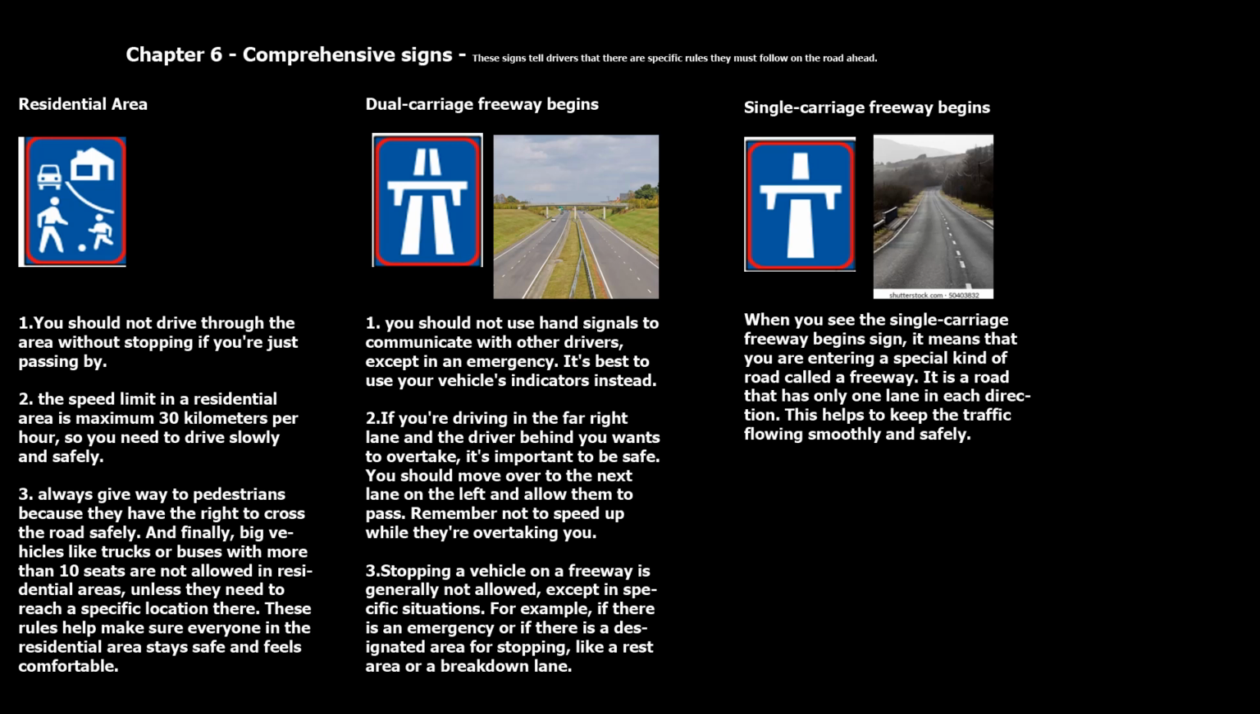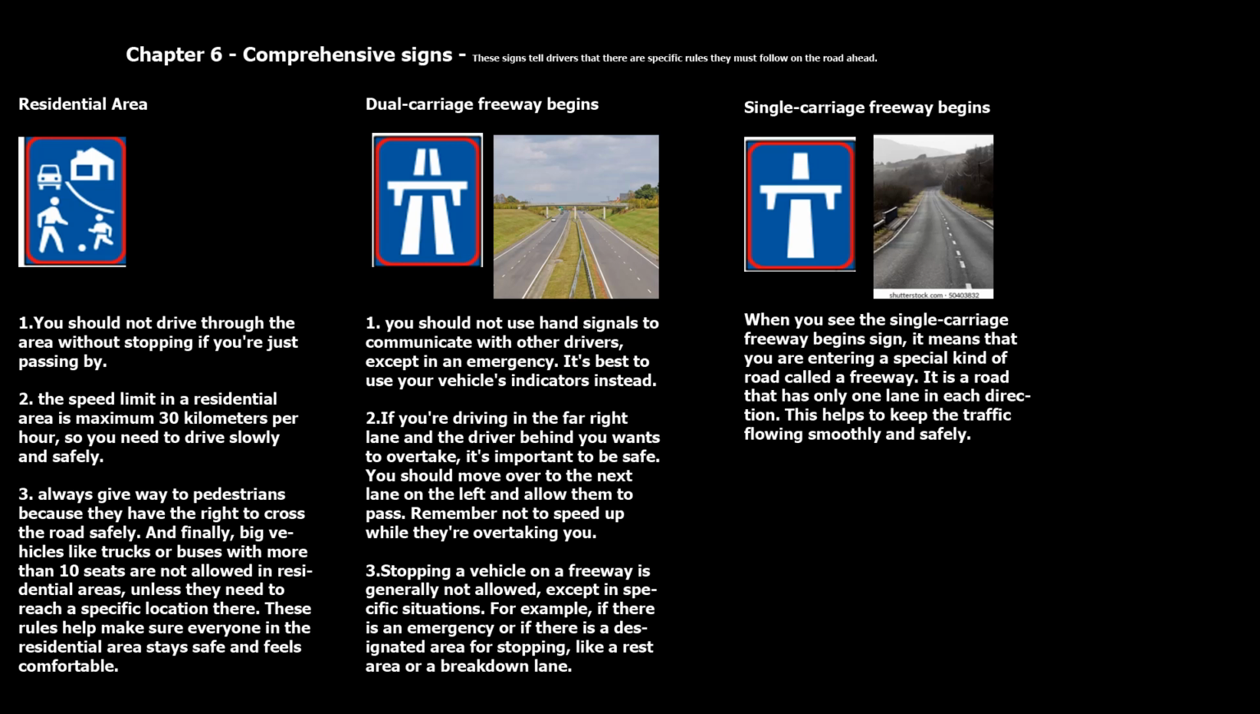And also, on point number 2, the speed limit in the residential area has a maximum of 30 kilometers per hour. So you must drive at a speed limit of 30. You need to drive slowly and safely. And on point 3, always give way to pedestrians, because they have the right to cross the road safely. Also, big vehicles like trucks or buses with more than 10 seats are not allowed in residential areas, unless they need to reach a specific location there.